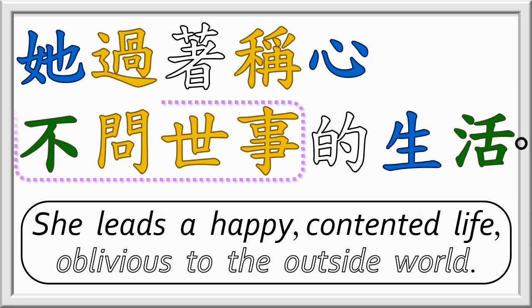不问世事 is an idiom describing a person detached from society, who literally does not inquire of worldly affairs. 他过着称心、不问世事的生活。She leads a happy, contented life, oblivious to the outside world. And finally, another four-character idiom that's easy to translate, but otherwise difficult to explain.